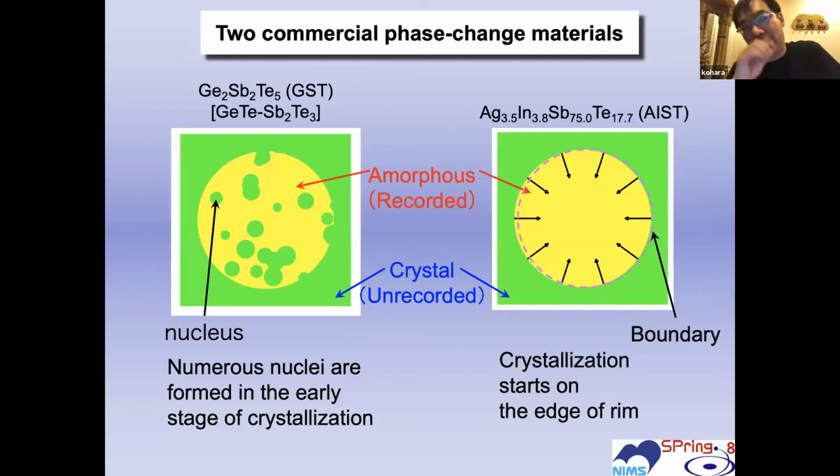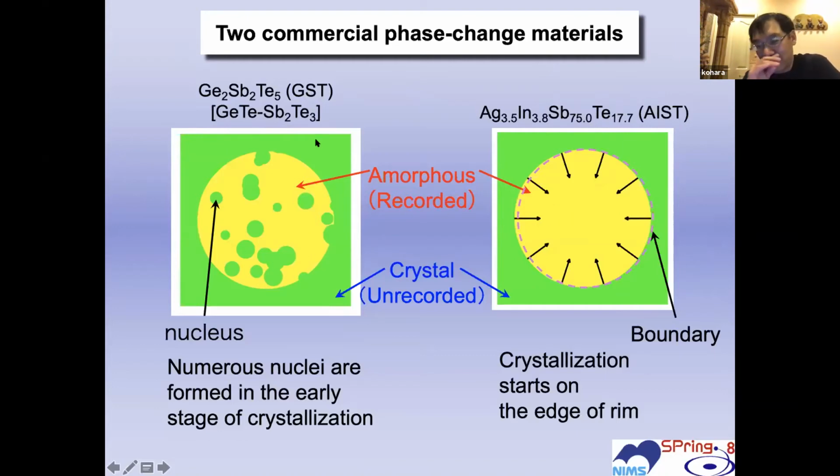As Bob introduced, we have two commercial phase change materials. This is GST, a pseudo-binary system, germanium telluride and antimony telluride. This is an alloy system, AIST, we call it AIST. So mostly antimony and tellurium alloy. And the phase change mechanism is different, as Bob introduced.